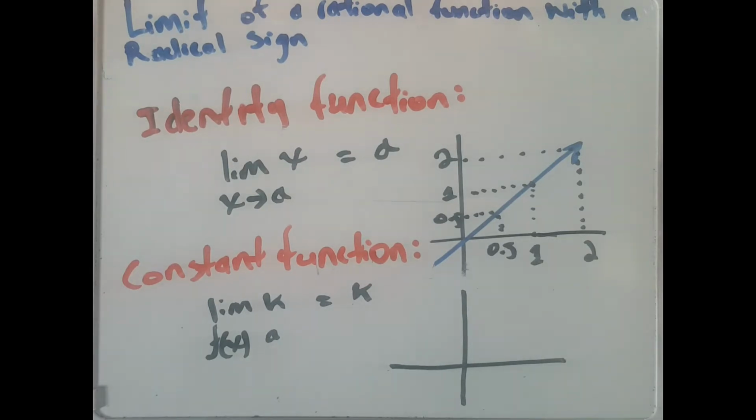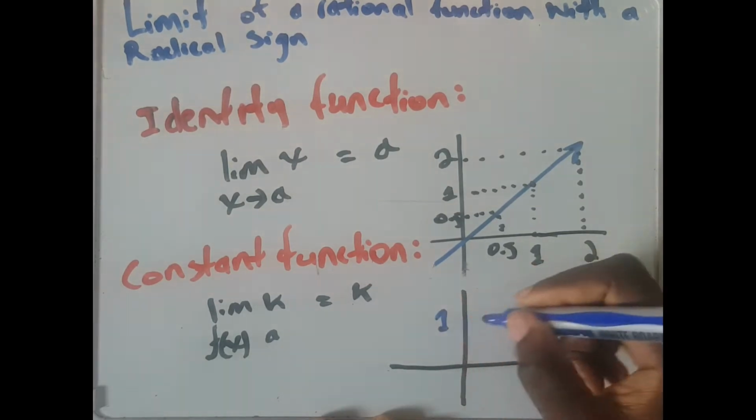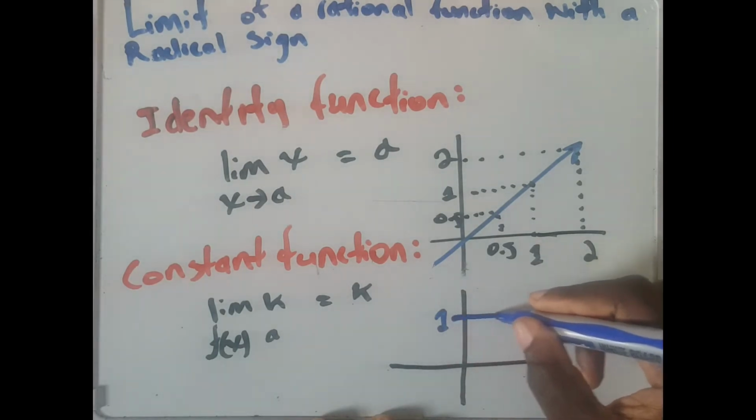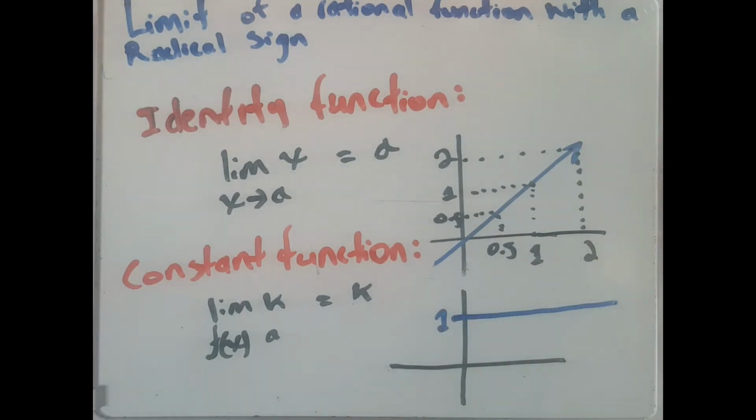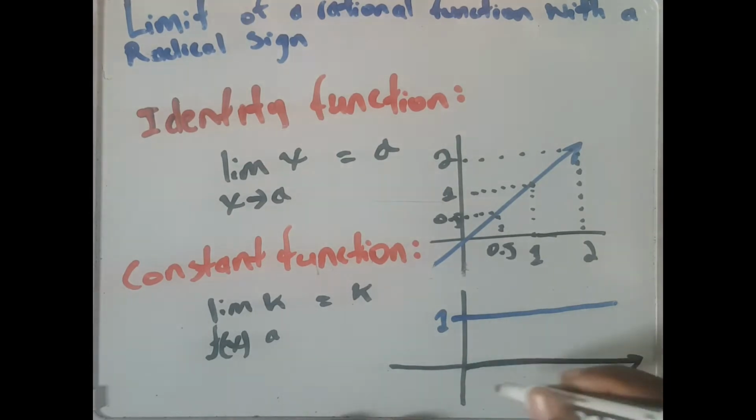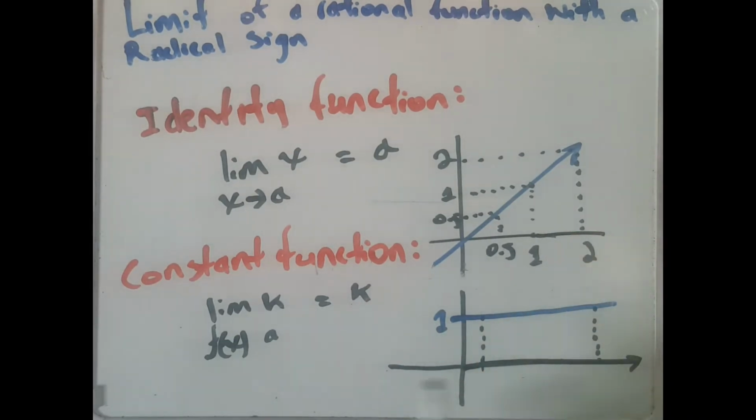My 1 is here. So I have a horizontal line that goes through 1. Any point I choose on my x-axis, any single point, if I choose here, that's 1. If I choose here, my function is still at 1. This should be perfectly horizontal. I know it looks a little bit slanted, but it should be perfectly horizontal. So any point I choose, my function will still approach 1. So if this is a, or this is a, or this is a, any single point, 1 will be the limit. And I hope that is clear.